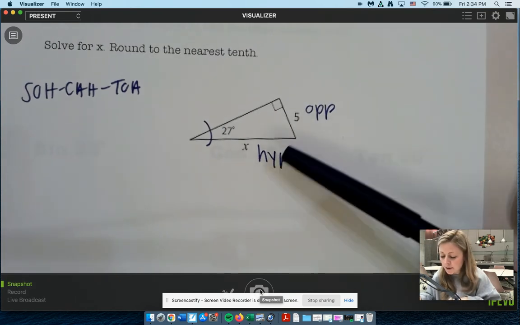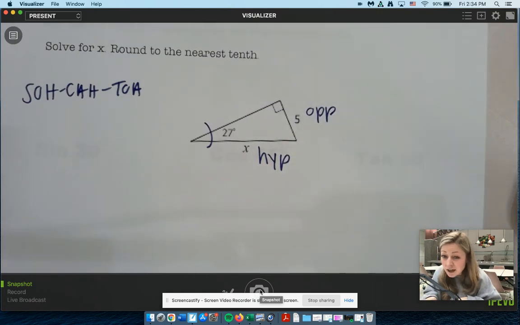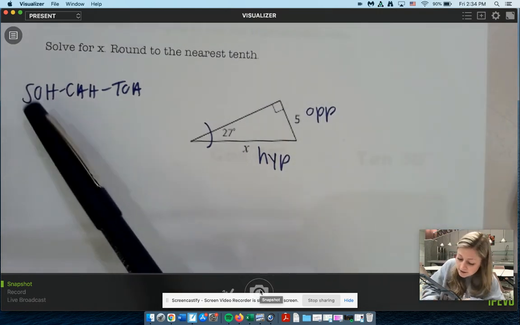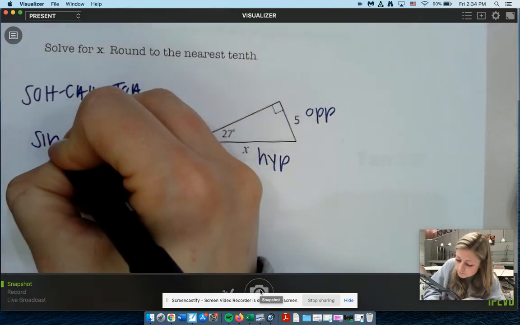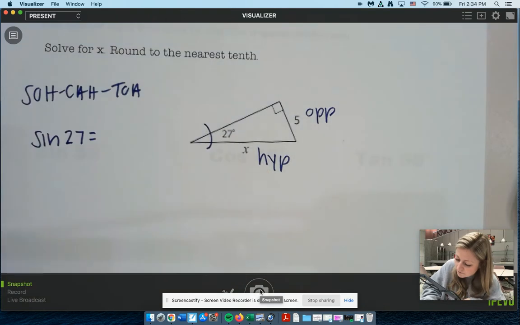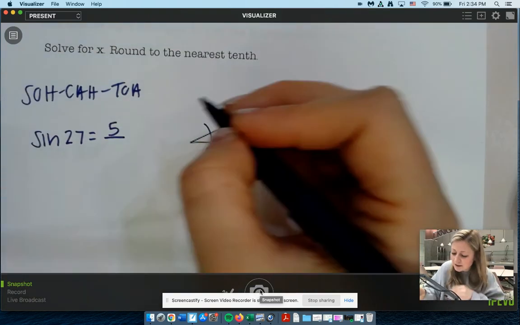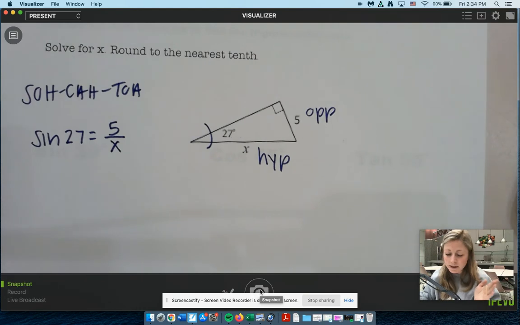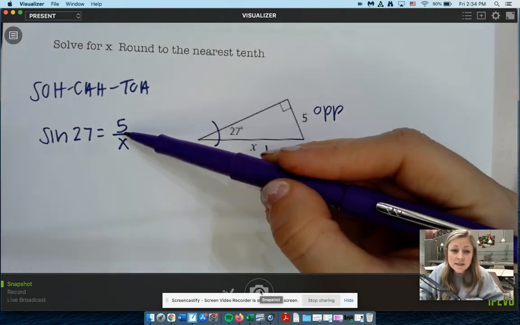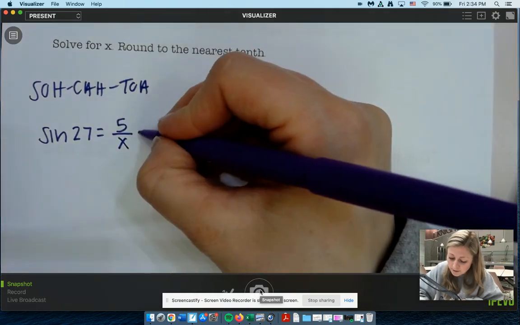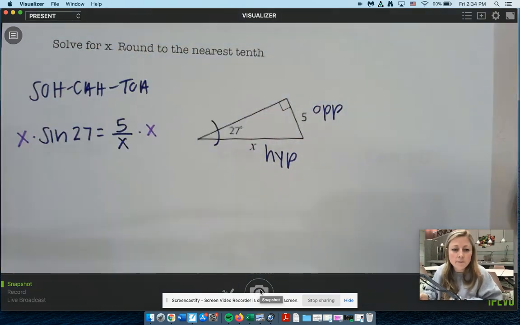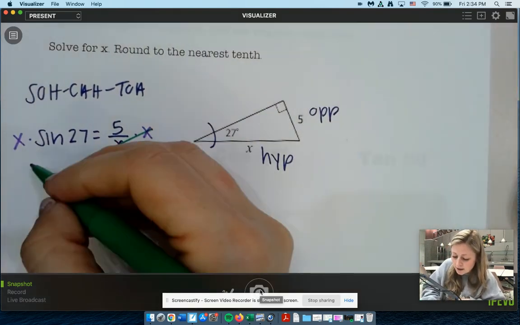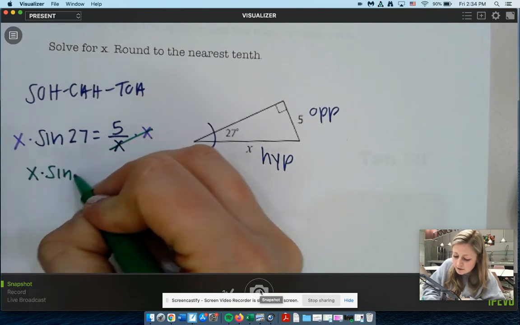Which one uses opposite and hypotenuse? So you should be thinking sine, right? SOH. So I'm going to write sine of our angle equals opposite, which is 5, over hypotenuse, which is x. Ooh, boy. So we're shaking things up, but it's nothing you can't handle. We're not big fans of fractions, so we want to get rid of that fraction first. How do you undo divide by x? We multiply both sides by x. These x's cancel out. So now our next line will be x times sine 27 equals 5.